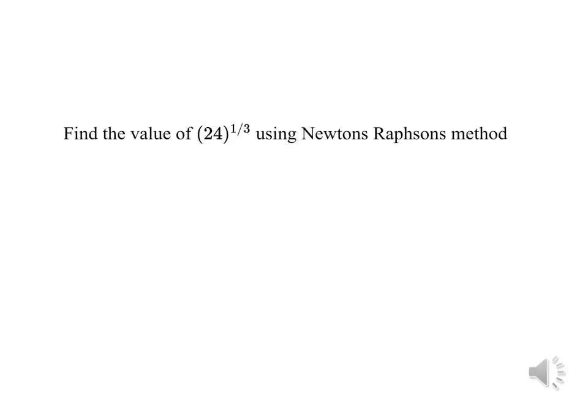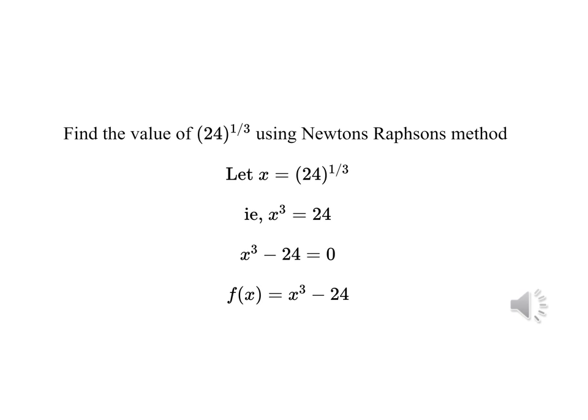Also you can solve different kinds of equations, like finding the value of 24 power 1 by 3 using the Newton-Raphson method. In that case, you take x equal to 24 power 1 by 3, that means x cube becomes 24. Then you rearrange that, x cube minus 24 equal to 0, and you get an equation. So take f of x equal to x cube minus 24. Then you proceed like in the earlier step, with the master formula x n plus 1 is equal to x n minus f of x n divided by f dash x n.